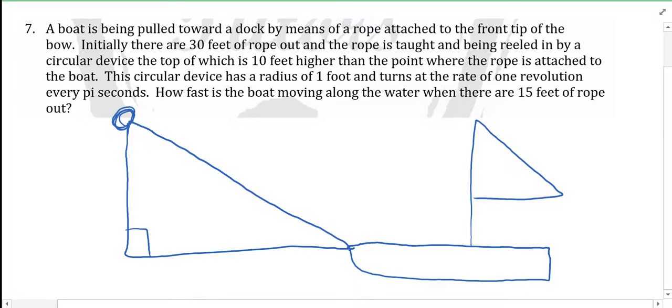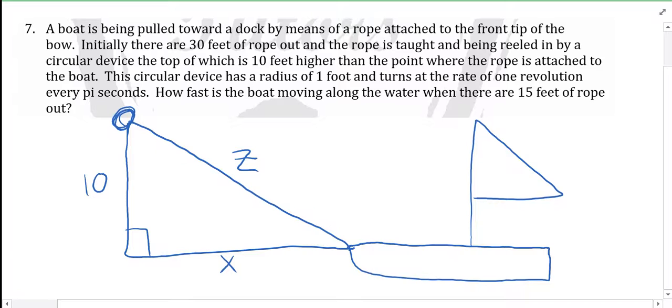the pulley's up here that's pulling in the rope, okay? And we know for some reason, this is the same as the other one, this is 10 feet higher than where it's attached to the boat. So this side of our right triangle over here is 10, and that's not changing. The other two sides are changing. So if we call this Z and this X, okay?